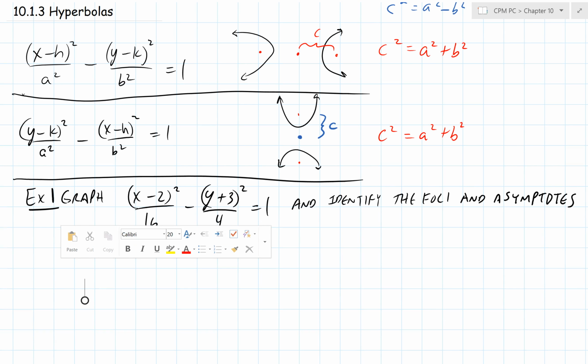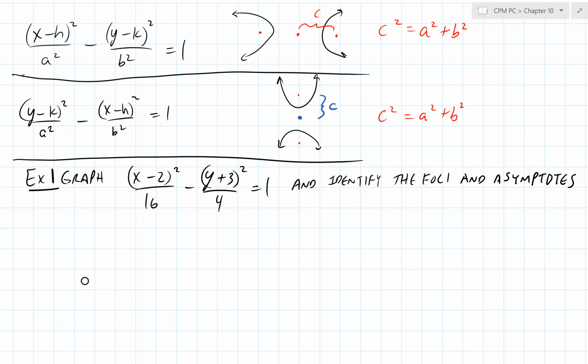And then I'll walk you through the steps for graphing. Any questions on the equations in general?